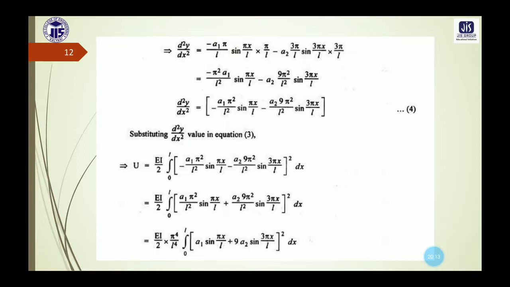As this is a whole square, taking pi and L common, we can rearrange this line and write EI by 2 into pi to the power 4 by L to the power 4 integration 0 to L of a1 sine pi x by L plus 9 a2 sine 3 pi x by L, whole square dx.